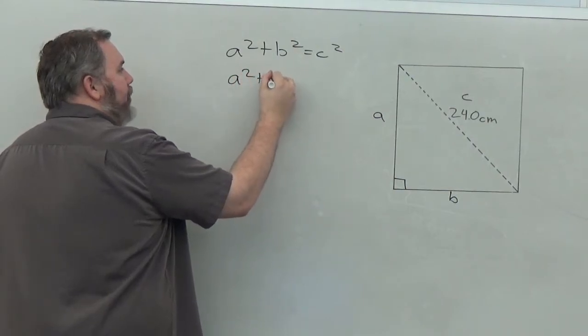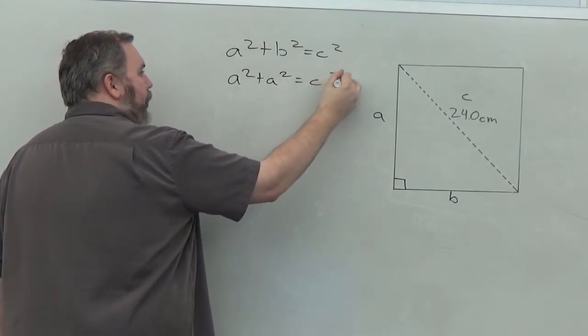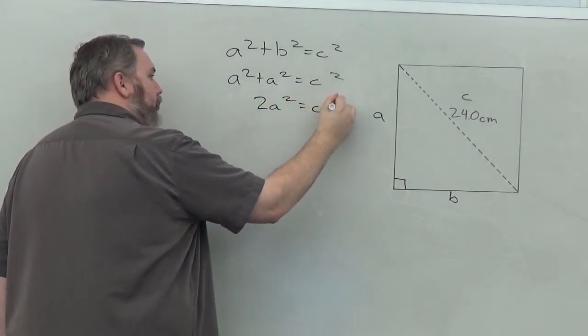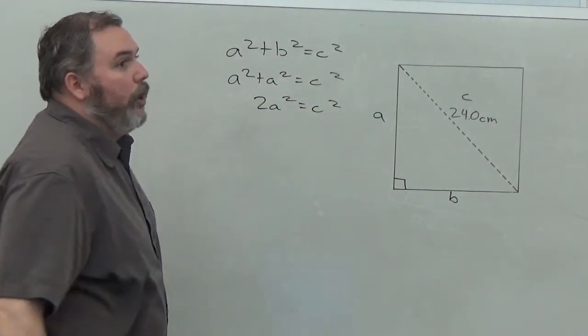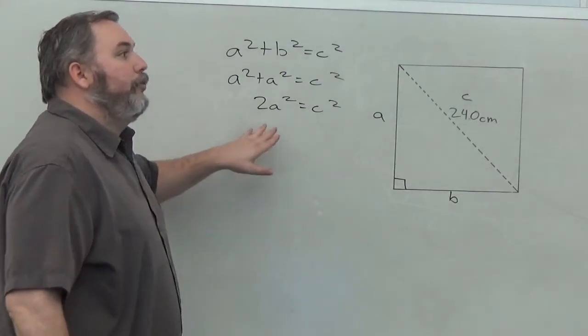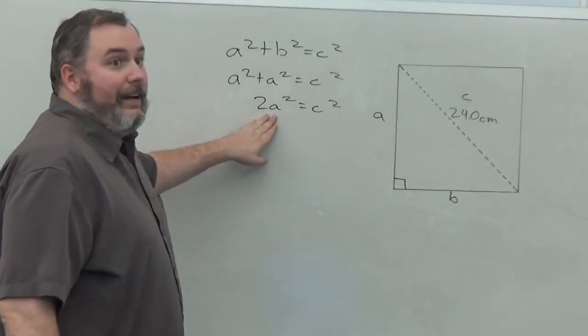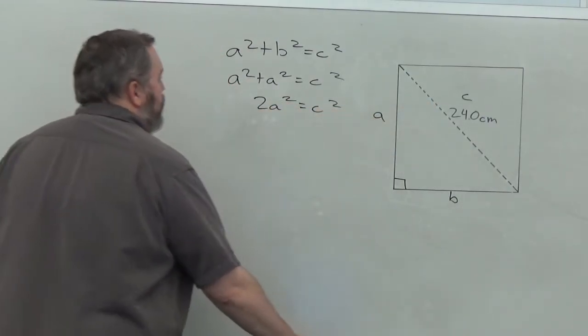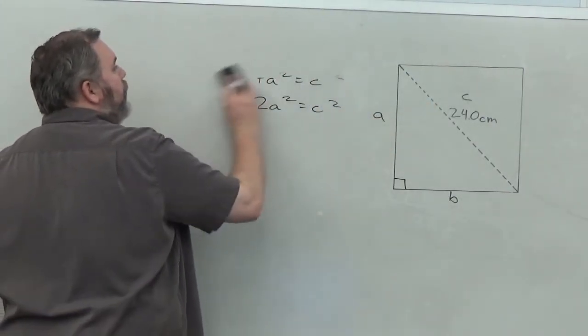So we can actually rewrite this problem to say something like this. A squared plus A squared equals C squared. Or 2A squared equals C squared. So we just rewrote the Pythagorean theorem to fit a square. We can find out what A is by knowing what C is. So let's rewrite this so we can use it.